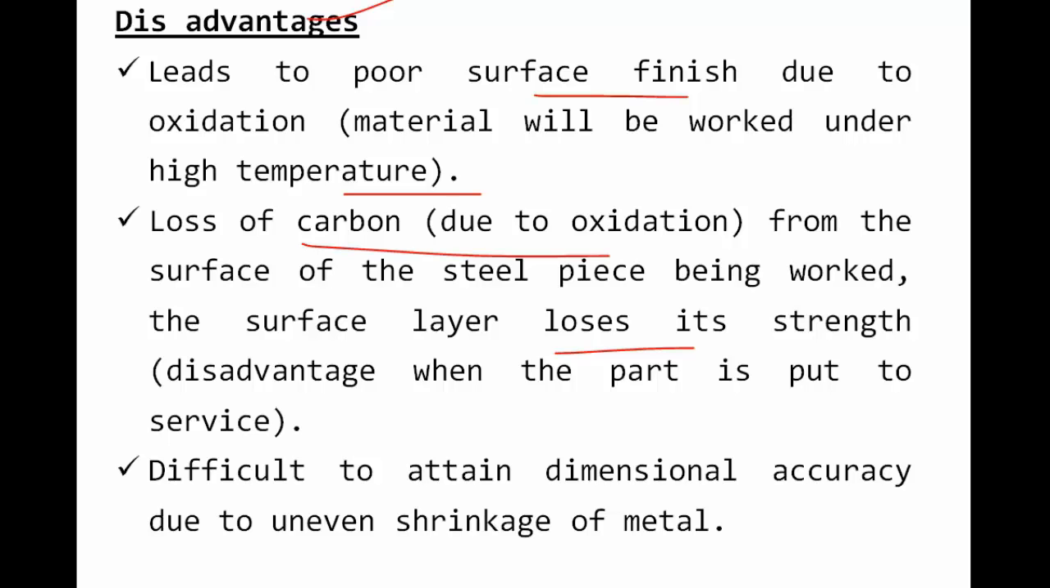When the part or component is used in service conditions, we have to face some issues regarding the strength of the metal. It is also difficult to attain dimensional accuracy. Of course, we use high temperature, so definitely the metal shrinks, and there is uneven shrinkage of the metal. These are the disadvantages of hot working.